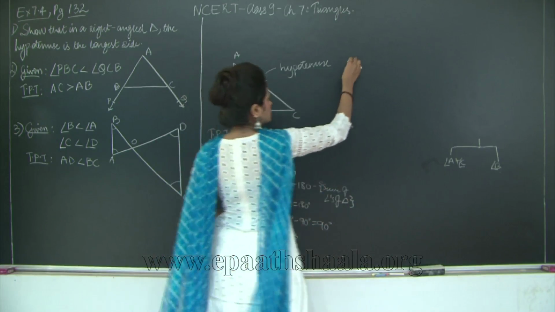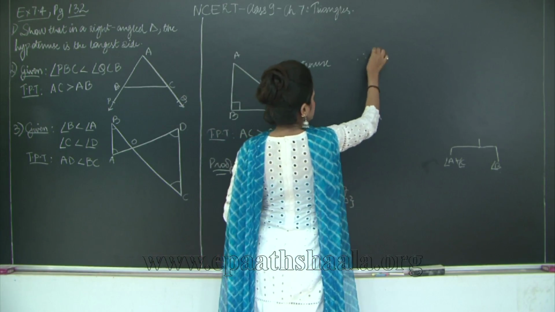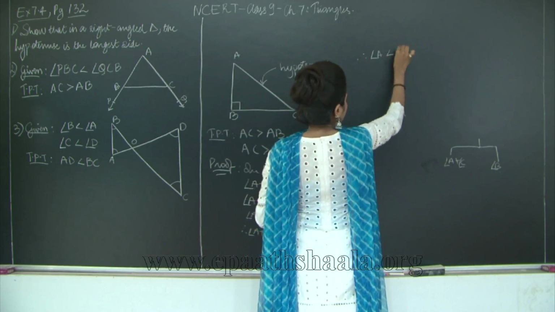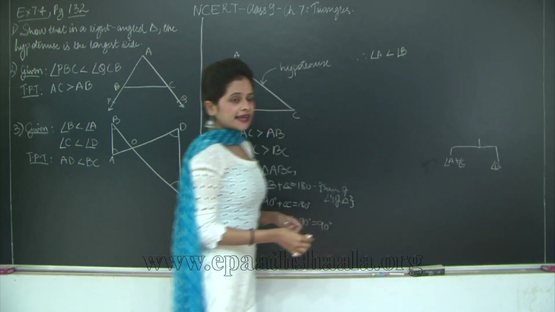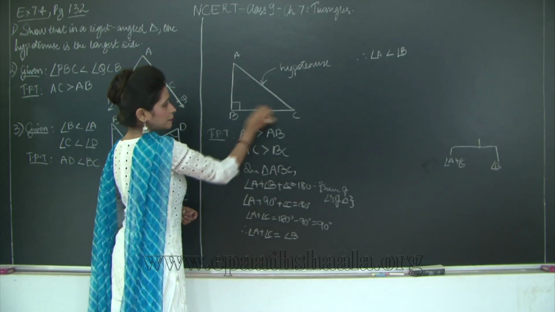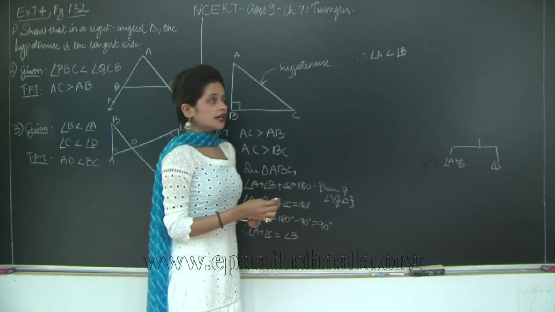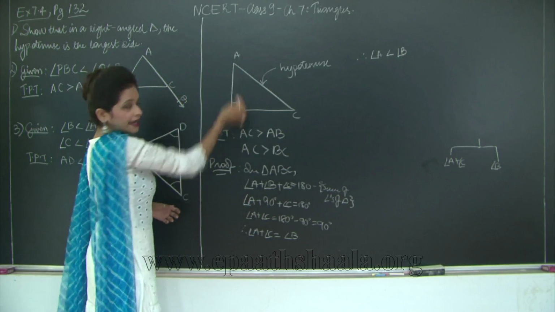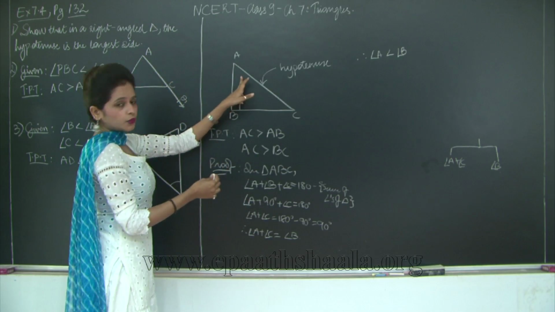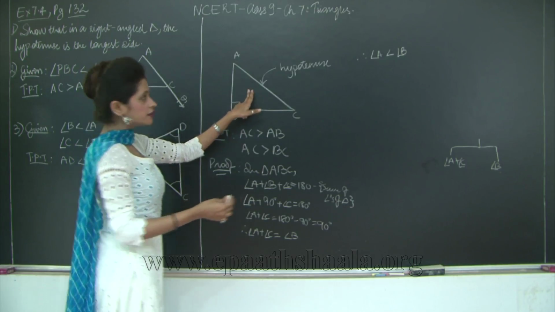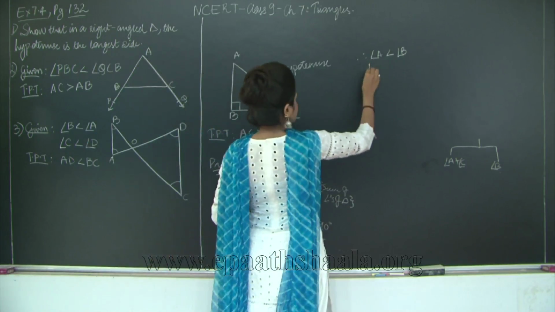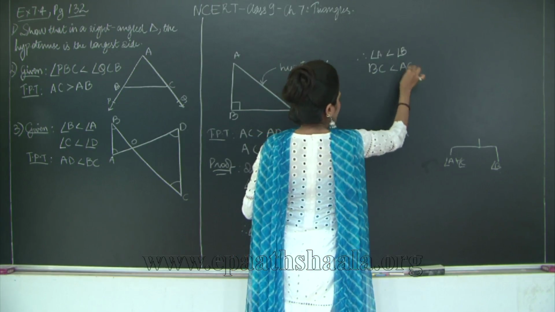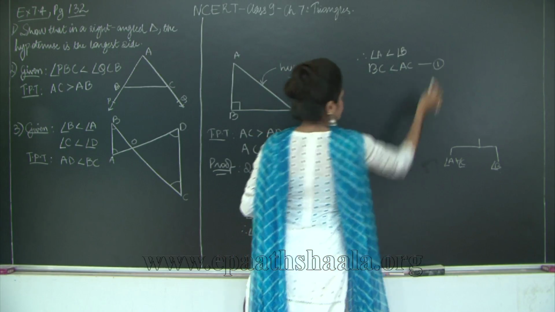Let's write this down. So therefore, I get angle A is less than angle B. But what is the side opposite angle A? I have BC. What have we learned in inequalities of triangle? That the angle which is greater will have its side greater, correct? So what can I say? Therefore, BC is less than AC, and I'll mark this as 1.